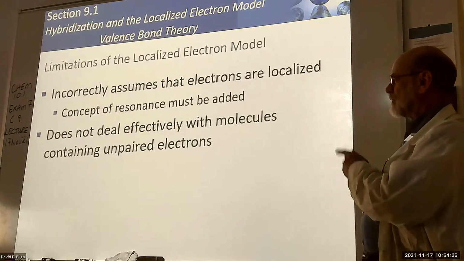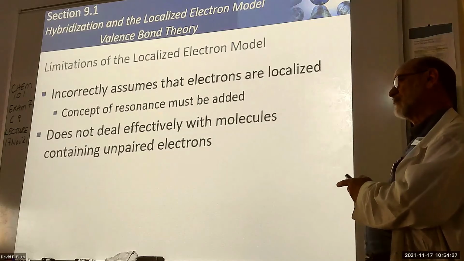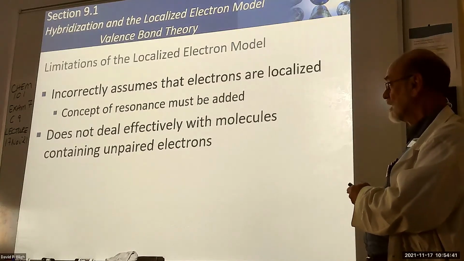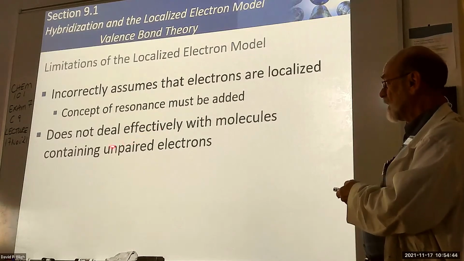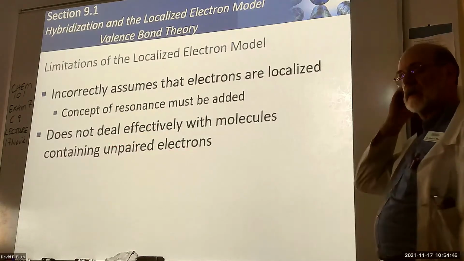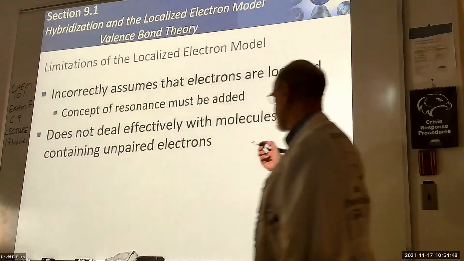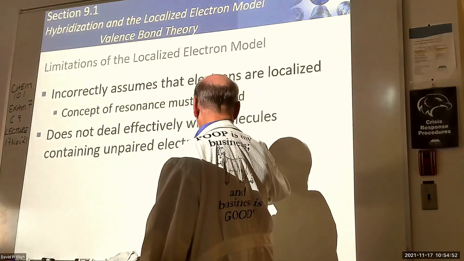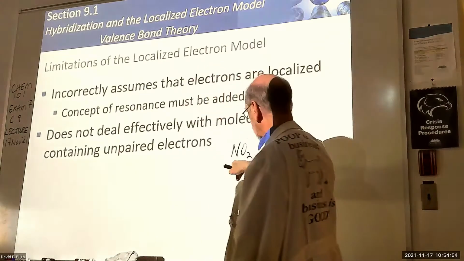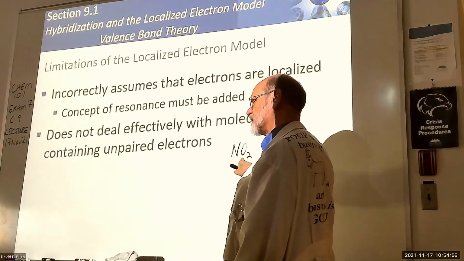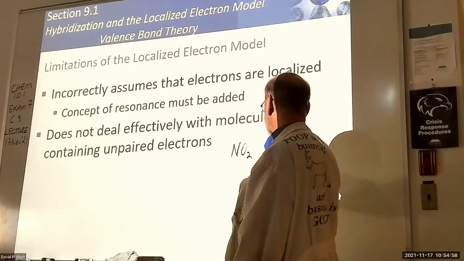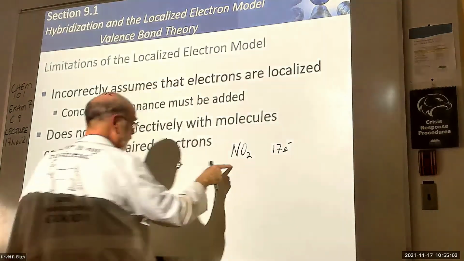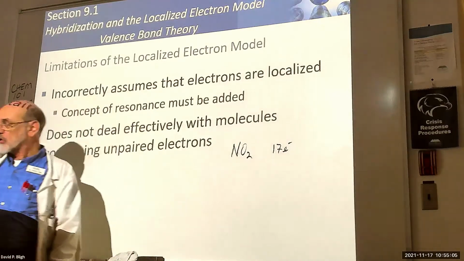There's also one that we haven't looked at yet. Well, maybe we have, but we didn't make a big deal out of it. Molecules that have unpaired electrons. Let me see. I think this is an example. Nitrogen dioxide. Let me see if I'm correct. 5 plus 6 is 12, 17, right? 17 electrons. Okay. This is a real molecule. It's neutral. No charge.